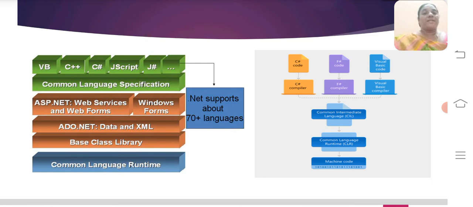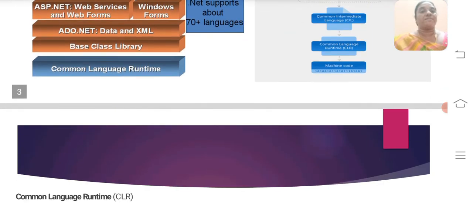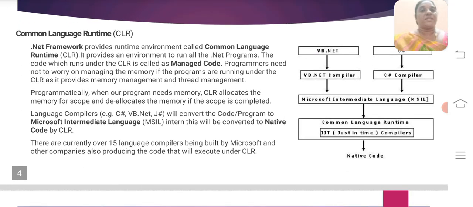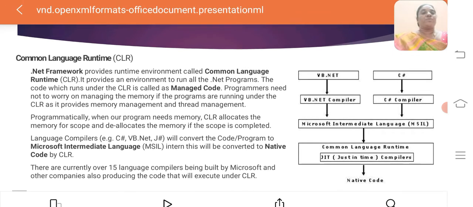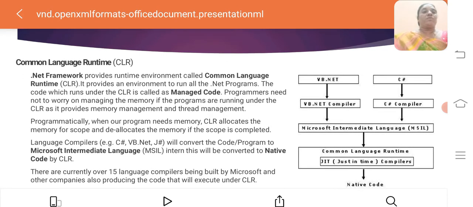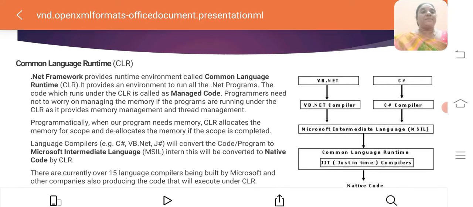And the main part of this .NET framework is the CLR, Common Language Runtime. The CLR provides the running environment for the .NET framework. So now we'll see CLR in detail. If you look at this diagram, we can see that, as we already said, it supports up to 70 plus languages.